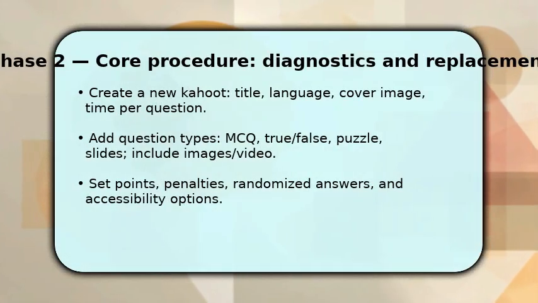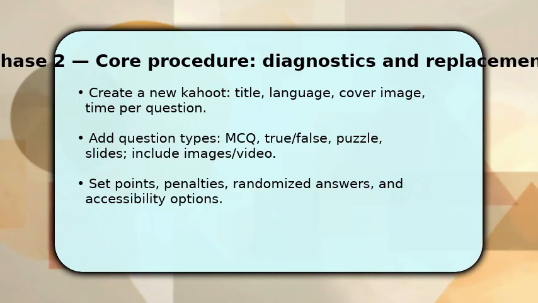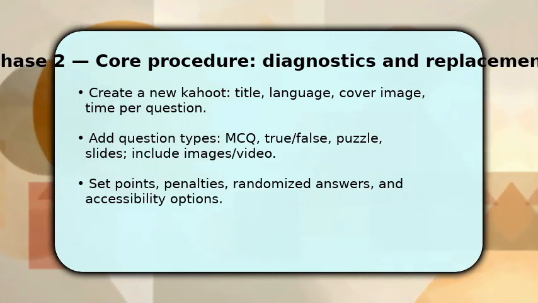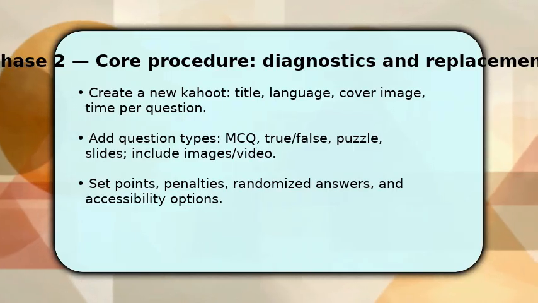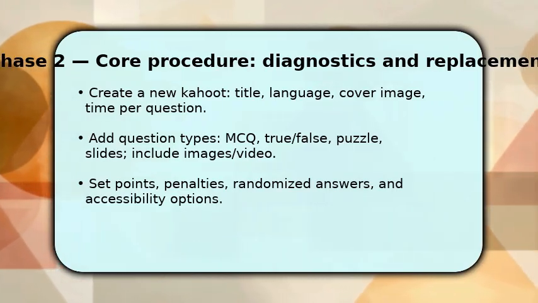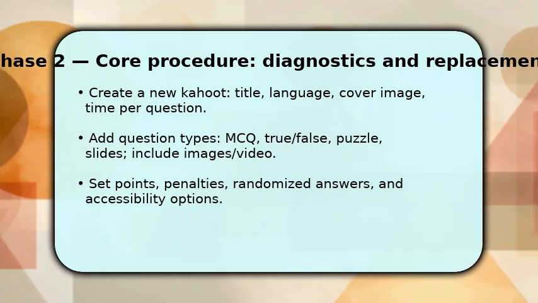Now you build the Kahoot. Title it clearly and set language and timing because clarity reduces confusion. Add questions. Mix multiple choice, true/false, puzzles, and slide content to vary cognitive load. Include images or short videos to increase context and attention.